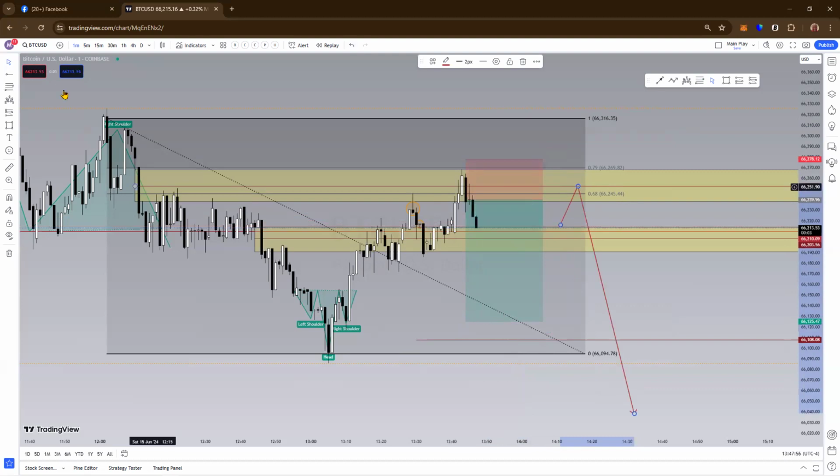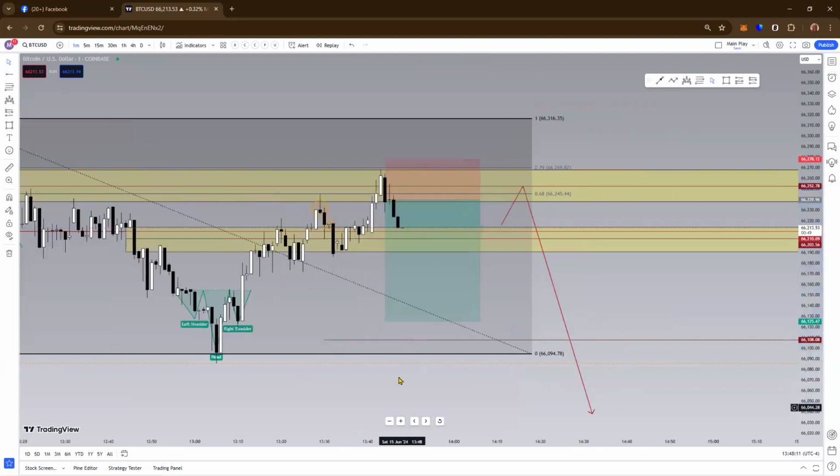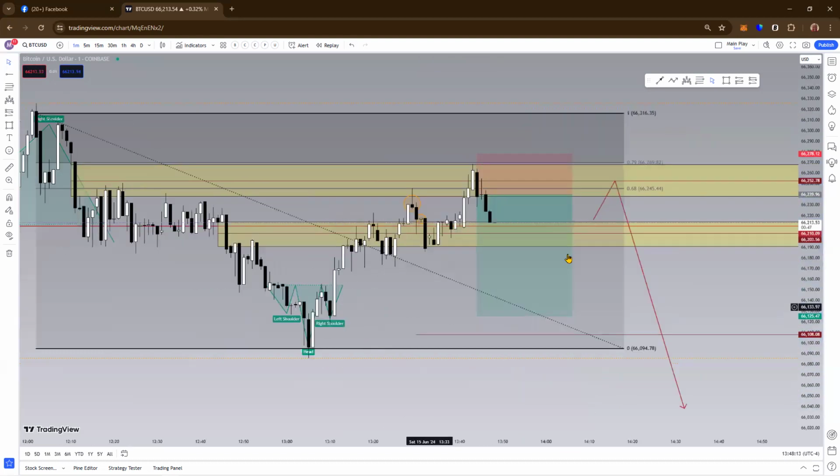All right, so the Fibonacci tool is a tool that you want to learn how to use, okay? Because had I put the Fibonacci tool on here, I wouldn't have entered down here on the shooting star. I would have waited for it to get to the golden ratio, which is 0.68 or 0.79. So that's the golden ratio on the Fibonacci tool right there.